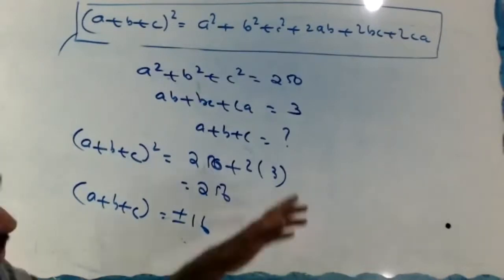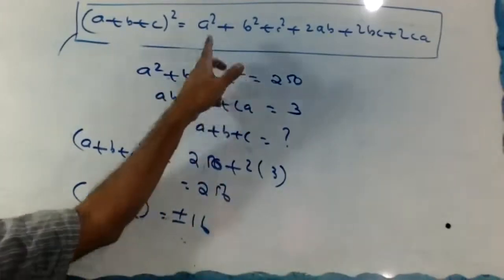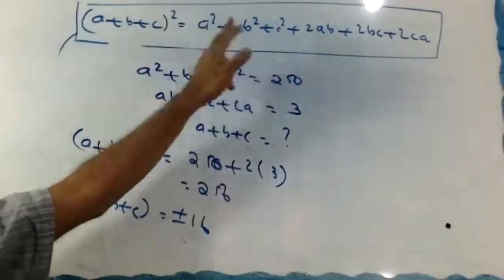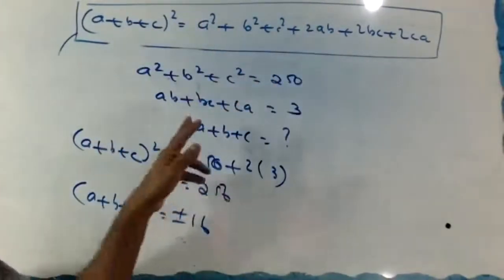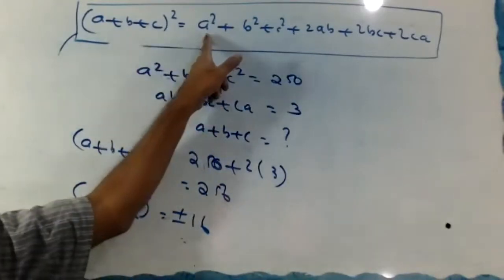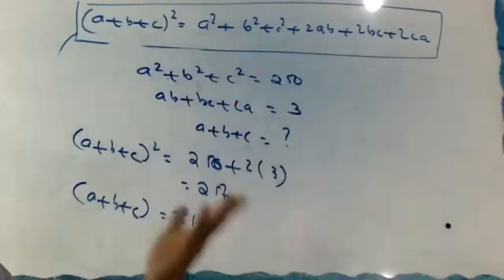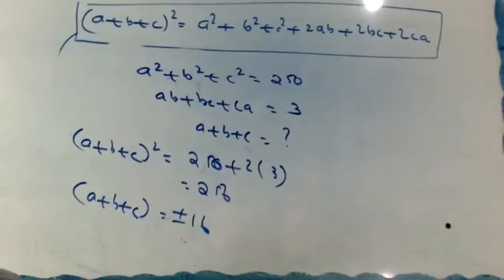You heard about this formula, right? (a plus b plus c) whole square equal to a square plus b square plus c square plus 2ab plus 2bc plus 2ca. In that, this is given. This also given. Just apply (a plus b plus c) whole square. A square plus b square plus c square is 250. Then 2ab plus 2bc plus 2ca we can write 2 times of.